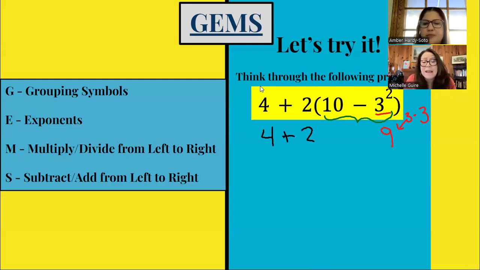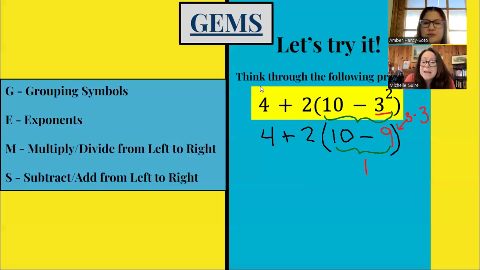Now we rewrite everything: 4 plus 2 times the quantity 10 minus 9. Notice I said times, or 2 multiplied by, because the 2 is next to the parenthesis, which means multiplication. So inside our grouping symbols, what do we do next? Well, there's only one operation left to do, and that's 10 take away 9.